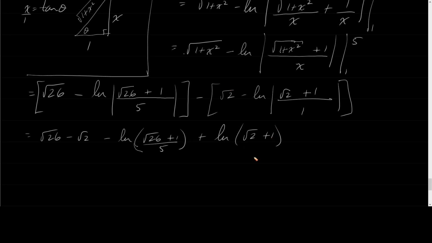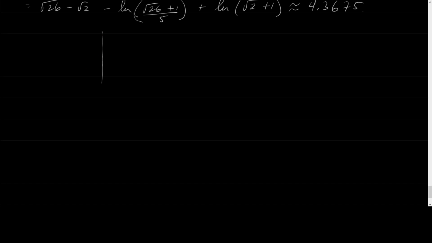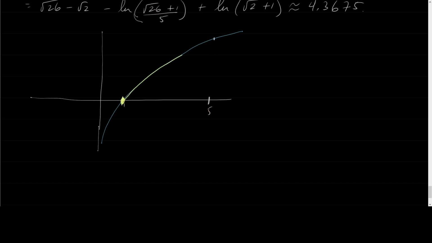All right. Now, if you want to get an idea of approximately what this is, it's approximately 4.3675. And visually speaking, what did we find? Well, our function was ln of x. And that's what ln of x looks like, right? And what we did was we found, from 1, from this point, that's at 1, to 5, to this point, the length of that curve. So I'll color it that way. We found the length of that, right?